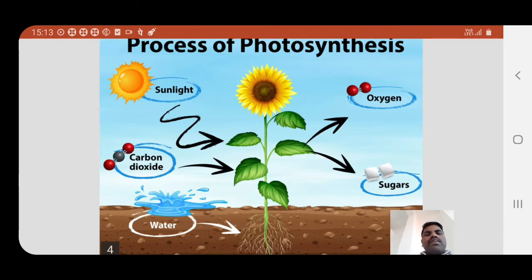Here we can see the leaves of plants are green in color. Do you think why the leaves of plants are green? Leaves are green because of the chlorophyll pigment present in the leaves. Chlorophyll means chloro is green, phyll is leaves. Because of the presence of chlorophyll pigment, leaves are green in color. If you look at any plant, in the maximum percent of plants, leaves are green in color.